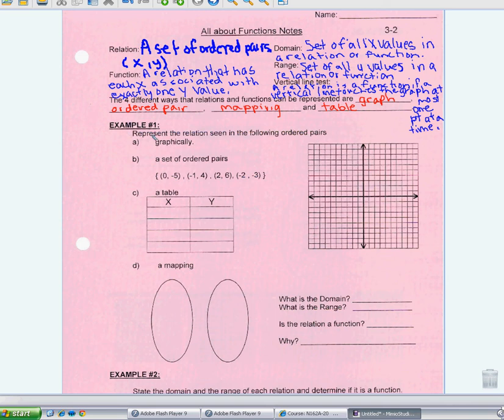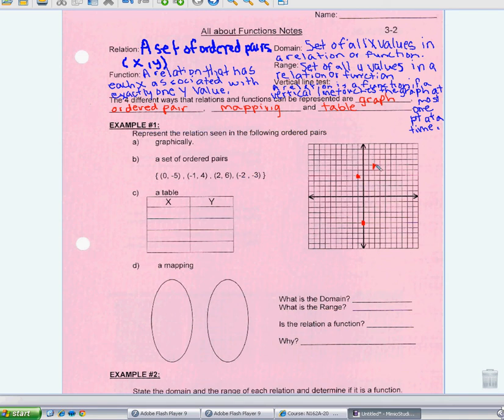Example 1. Represent the relation seen in the following ordered pairs graphically. Here's our set of ordered pairs, as a table and as a mapping. So as our ordered pairs, if I do it graphically, I'm going to start at 0 and go down 5: 1, 2, 3, 4, 5 and plot my point. Negative 1, 4. So I'm going to go to the left 1 and go up 1, 2, 3, 4. 2, 6. I move to my right 2 and up 6. Plot my point.